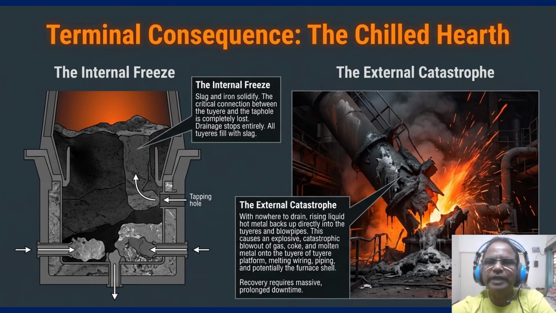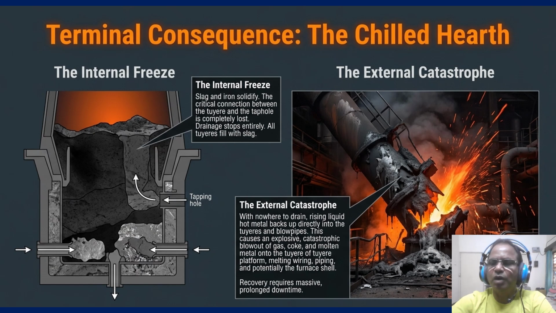The so what factor here is absolute. Recovery from a chilled hearth requires a massive, prolonged downtime of a month and millions in repair cost. This is why we monitor silicon so carefully. So we are not just chasing a chemistry target, we are preventing a multi-million dollar industrial disaster. So to ensure we never reach this terminal state, we must live by the three golden rules of slip prevention.